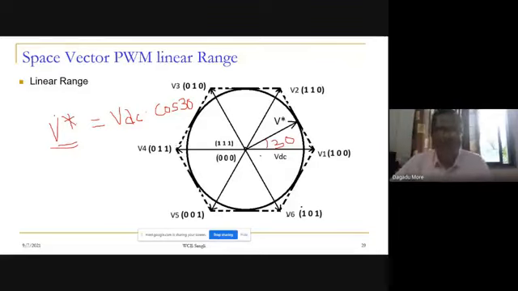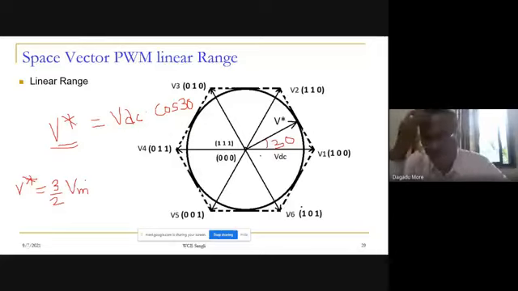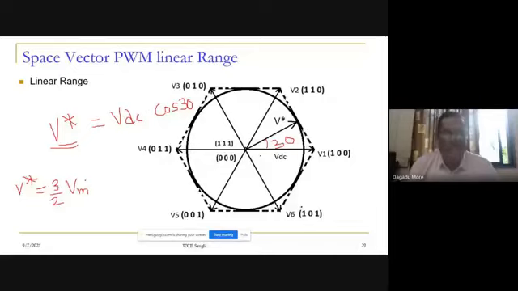What is the relationship between V star and the phase voltage? V star, or the space vector, will be equal to 3 by 2 into Vm. What is the meaning of Vm here? V star will be 3 by 2 Vm. Can anybody tell what is the meaning of Vm? It is the relationship between the space vector and the voltage that we defined at the time of defining the voltage space vector.